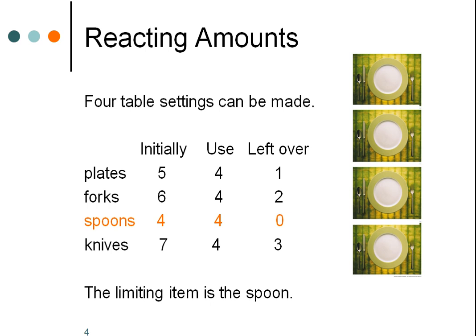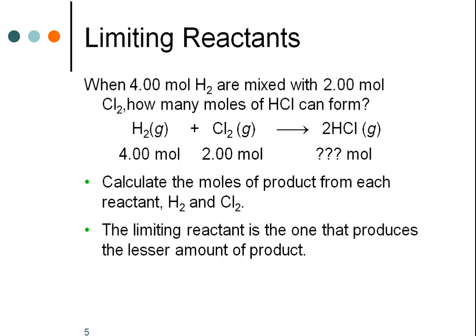Now, why 4 and not 5, 6, or 7? It's 4 specifically because you run out of spoons. You have 4 spoons, and those get exhausted in the 4 table settings. You can't make a 5th one because you don't have a 5th spoon. So in this case, the spoon is the limiting item. It's not plates, forks, or knives. It doesn't matter if you have more plates, more forks, or more knives added into the mix. You're still only going to have 4 table settings because the number of spoons that you have limits the amount of table settings that you can make. So in this case, it's very much the limiting item.